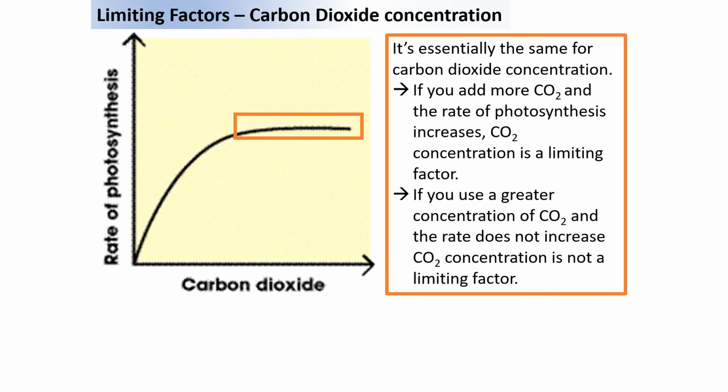Now, this is for the carbon dioxide concentration. It's essentially the same for carbon dioxide concentration as light intensity. If you add more carbon dioxide, the rate of photosynthesis will increase until a certain point. Carbon dioxide concentration is a limiting factor until that maximum point. If you use a greater concentration of carbon dioxide, the rate of photosynthesis will not increase because carbon dioxide is not a limiting factor anymore when the curve started to flatten.